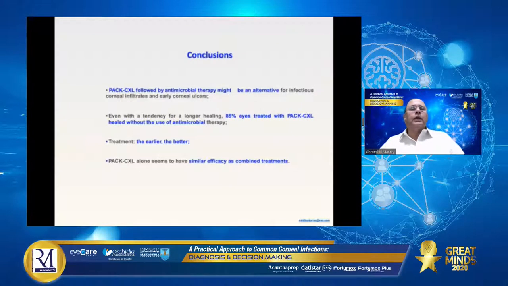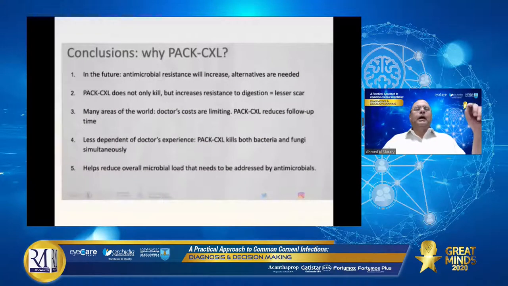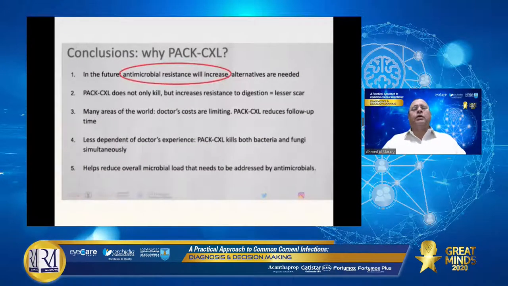So to conclude, PEC cross-linking followed by antimicrobial therapy might be an alternative for infectious corneal infiltrates and early corneal ulcers, even with a tendency for a longer healing time. As you said before, 85% of eyes treated with PEC cross-linking healed without the use of antimicrobial therapy, and the earlier, the better. Once you diagnose the corneal ulcer and do the PEC cross-linking, the response is much, much better. PEC cross-linking alone seems to have similar efficacy as combined treatments, and in the future, antimicrobial resistance will increase, so alternatives should be present.